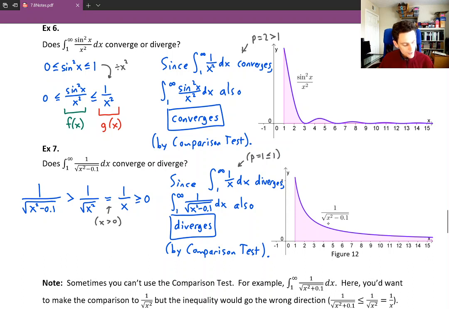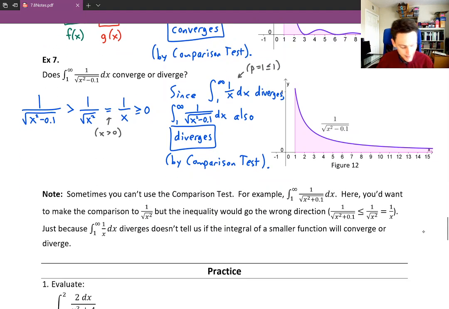Figure 12 just shows a picture of what 1 over the square root of x squared minus 1 looks like. It looks really similar to 1 over the square root of x squared, which is like 1 over x, but just a little bit above it. It's a little bit of a bigger function.